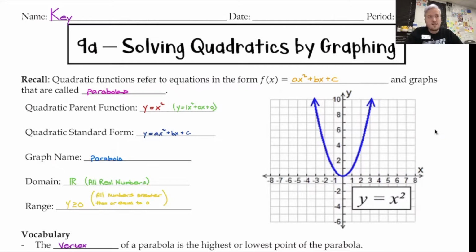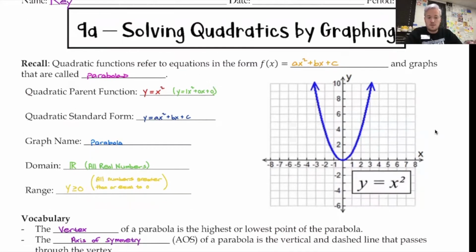So this first and second page are really just a review. A lot of 9A actually centers around the last page. So I'm going to breeze through these first two pages just because it's really just a review. If you want a more in-depth explanation of what I'm about to go through on these first two pages, then I would recommend you go back to 8A and rewatch that video.